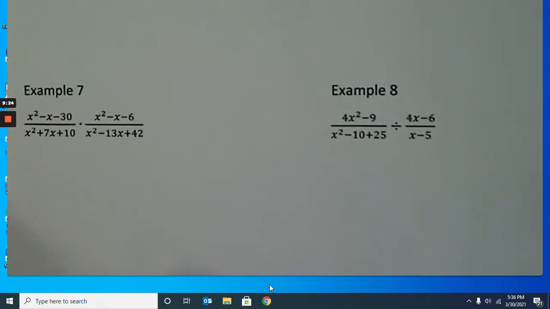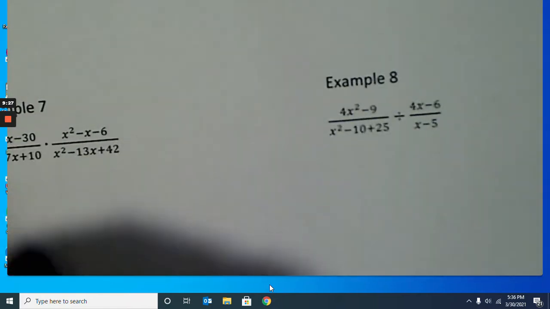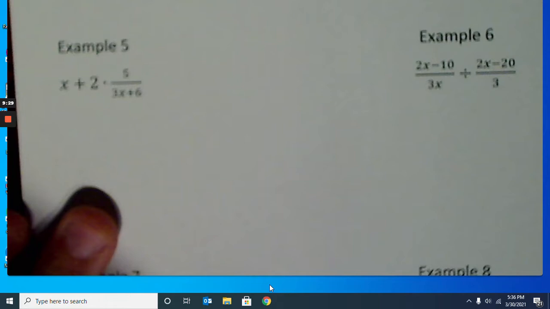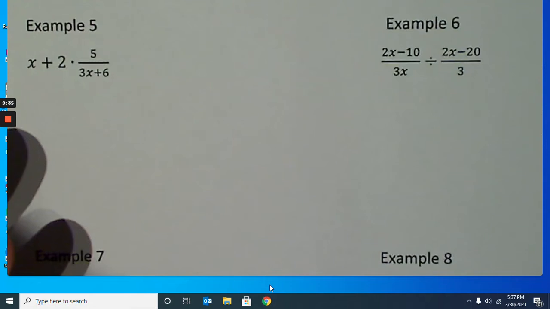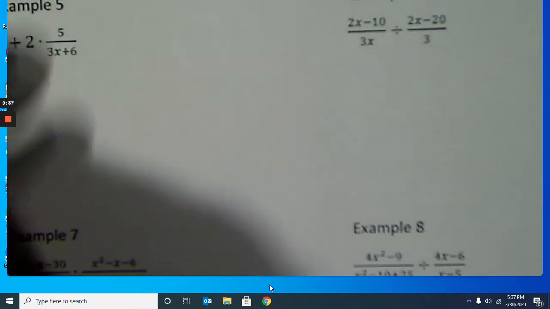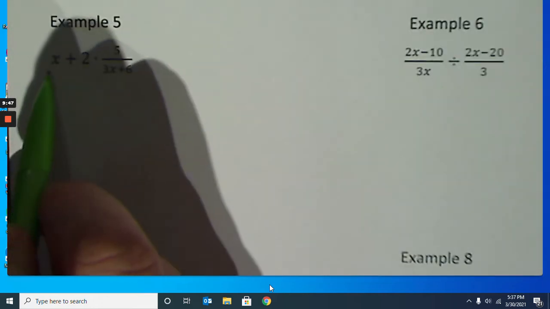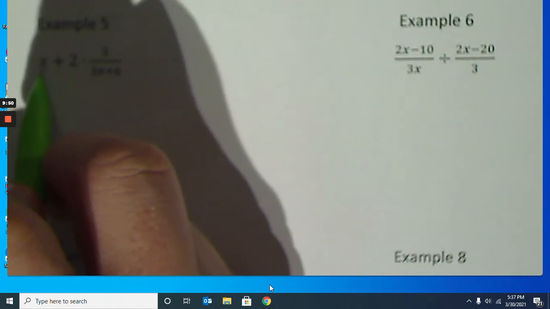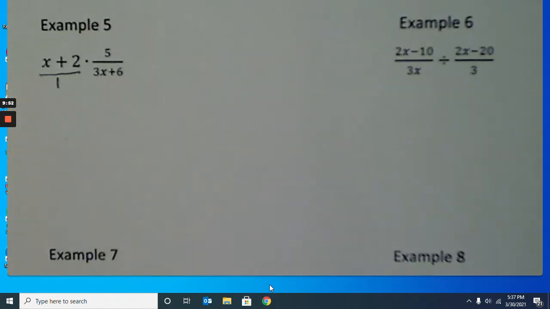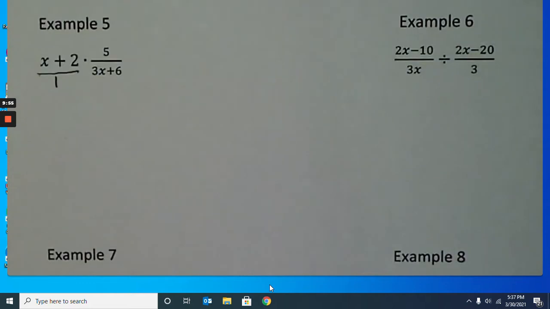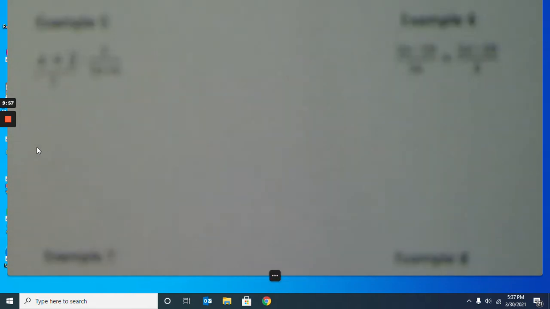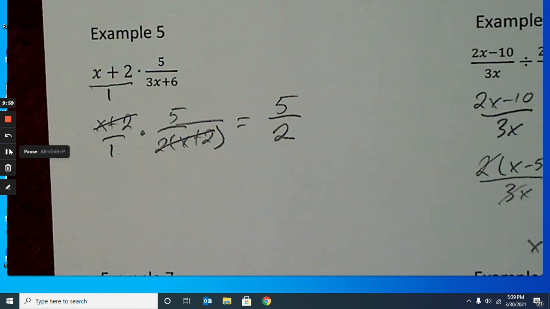So, how do you know when to do what? Well, it's pretty straightforward. The problem's going to tell you where you multiply and divide. Okay, so here's 5 and 6. I would try them first, and then I'll come back here with the answer to show you what to do. I will tell you this: this x plus 2 right here, we treat it as a fraction of x plus 2 over 1. Anyway, try it, and I'll be back with the answers.